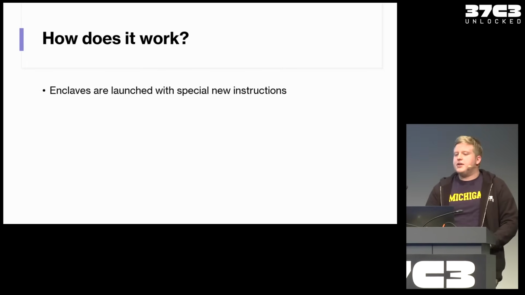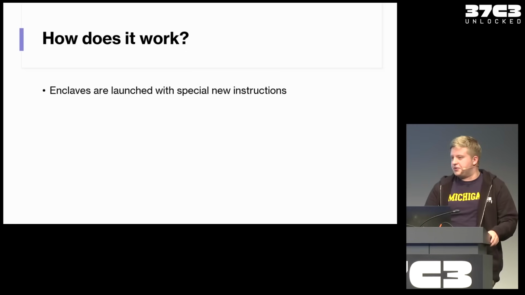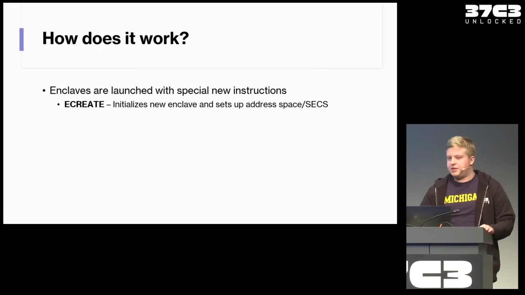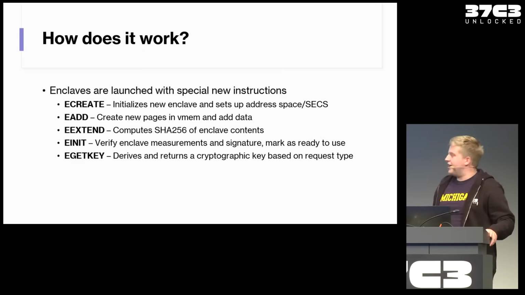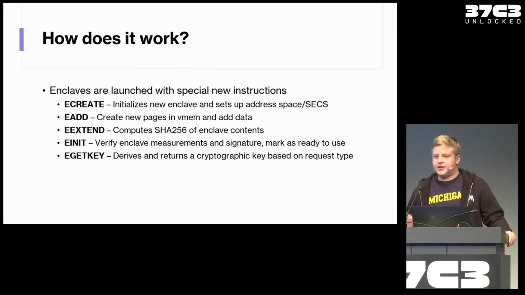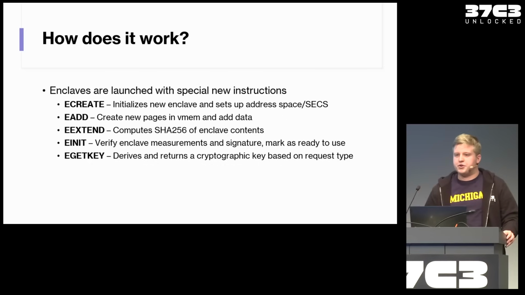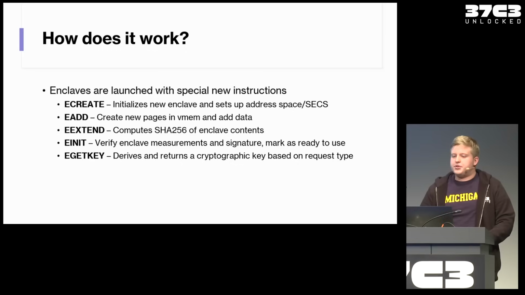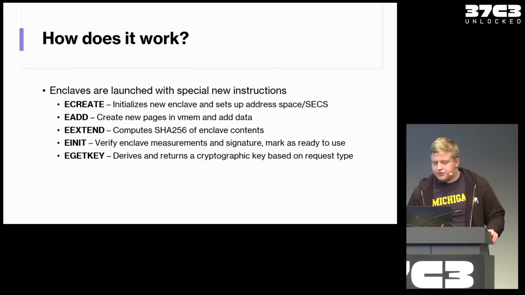So how does it actually work, though? Well, enclaves are launched with some special new instructions that Intel implemented. We have ECREATE, which will actually create the enclave and set up its address space. And some other stuff like EADD and EEXTEND, which computes a SHA-256 over all of the enclave contents and pages. EINIT, which will actually verify that the certificate used to sign the enclave is valid and you're not trying to do something like launch an enclave in production mode with a self-signed certificate. And EGETKEY is a quite interesting one, which will derive and return a cryptographic key that you request based on a couple different types that you can choose from.